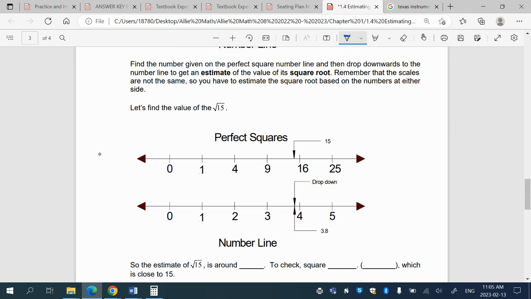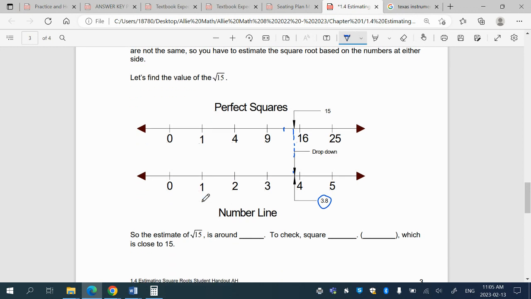The number 15 is between 9 and 16, but it's closer to 16. Say this is about half. It's going to be closer to 16. We're going to drop it down to our number line, and we're going to say it's pretty close to 4. It's definitely above 3.5, and maybe a good estimate is 3.8. So the estimate of the square root of 15 is around 3.8. Because remember, the square root of 16 is 4 times 4. So we're guessing that the square root of 15 is going to be about 3.8 times 3.8.